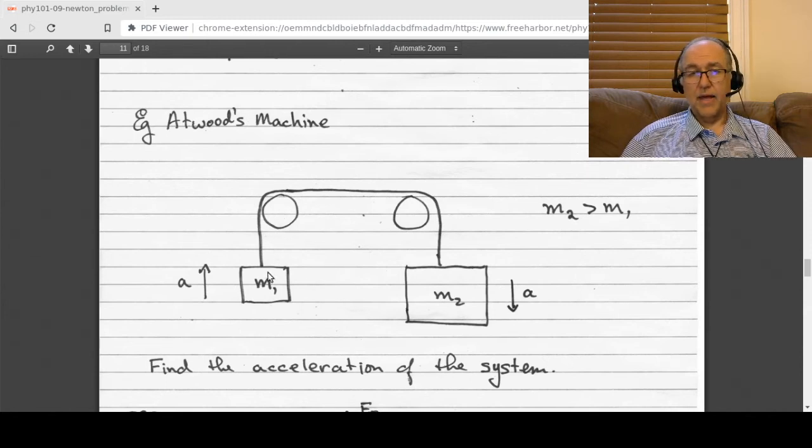And it's pretty obvious that in this system, I have M1 attached by a string to M2 like that. And these two circles are pulleys. Because M2 is bigger, M2 is going to accelerate down and it's going to accelerate M1 up.